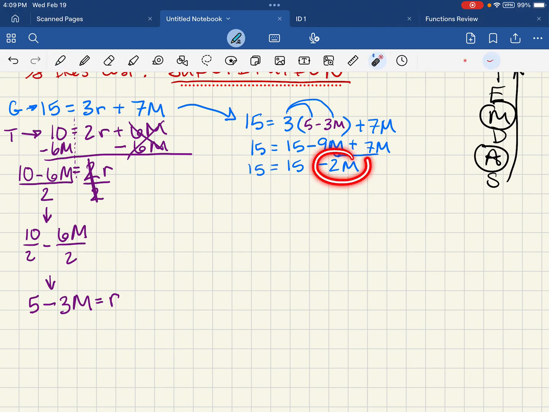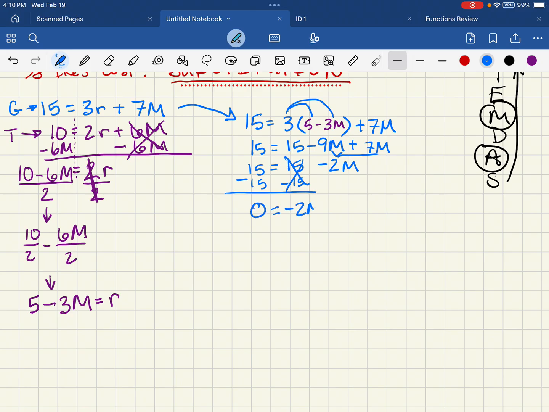Now, I want to get this M by itself. I'm going to do reverse PEMDAS. What comes first, this times by 2 or the positive 15 I have here? In reverse PEMDAS, the addition, the positive 15, comes first. What's the opposite of positive 15? Minusing 15. That cancels. And what's 15 minus 15? 0.